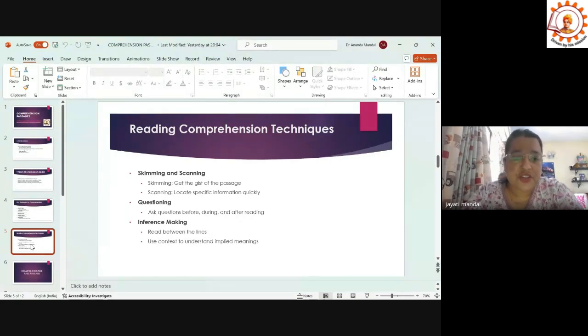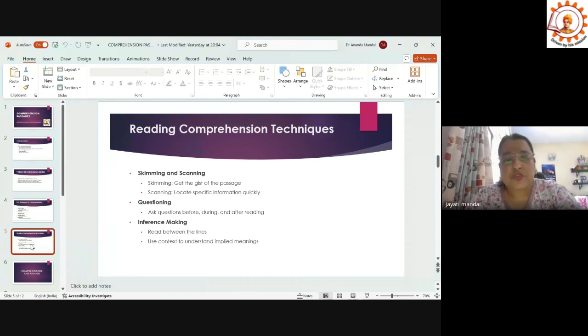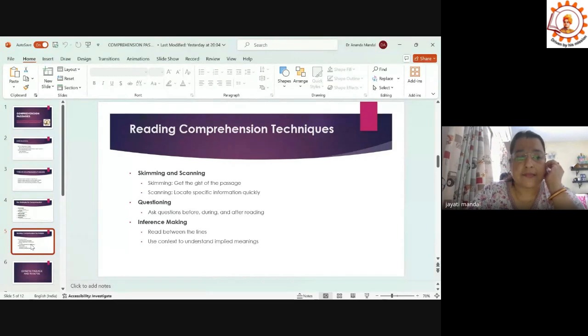You go to one of the questions, you select the part that the question comes from, and there you have to understand what the question is about, locate the specific information that you need, and answer the question. Inference making, read between the lines, use context to understand implied meaning. Sometimes the whole meaning is not given directly. There you need to read between the lines. That is, you need to understand very clearly what the topic is about.